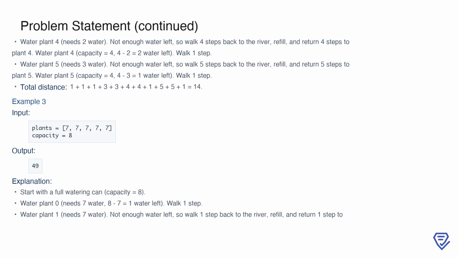After watering plant 4, you have no water left, so you walk 4 steps to the river and 4 steps back to plant 5. Plant 5 needs 3 units, so you repeat the process. When you sum up all the steps, the total distance comes out to 14.